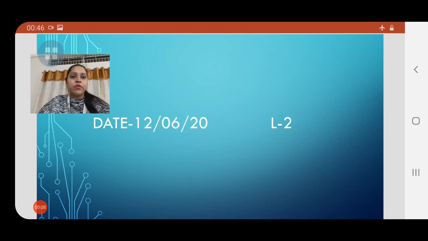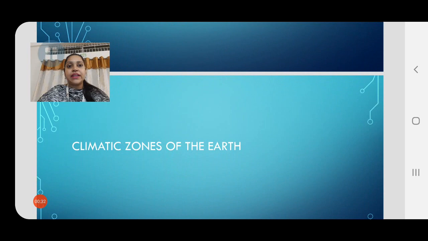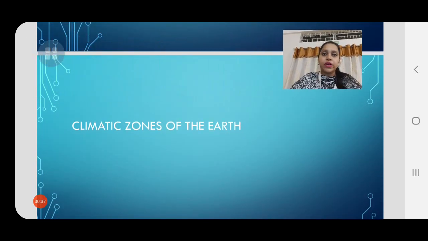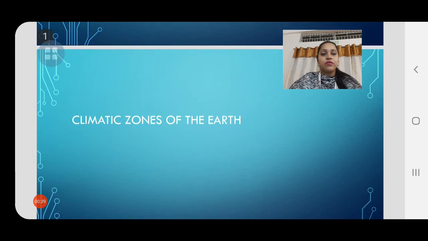So children, as we were doing lesson number 2, the various regions of the world. Yesterday we studied how seasons are, how climate is being affected, and what are the factors that affect climate. Regarding climate only, we'll study today a very important topic, which is our next topic: climatic zones of the earth. Okay children, climatic zones of the earth.